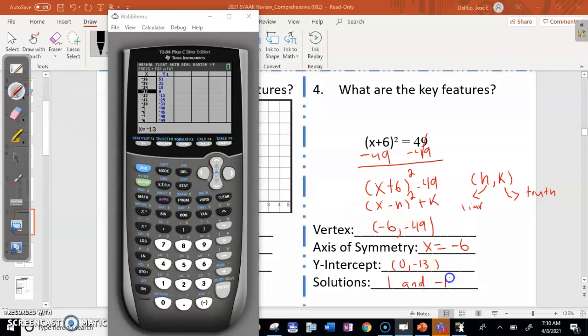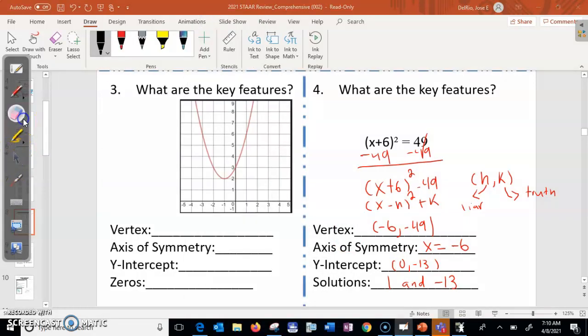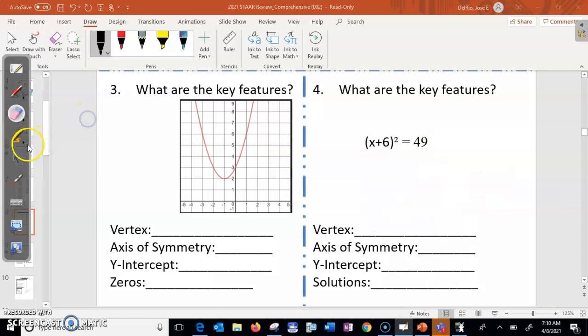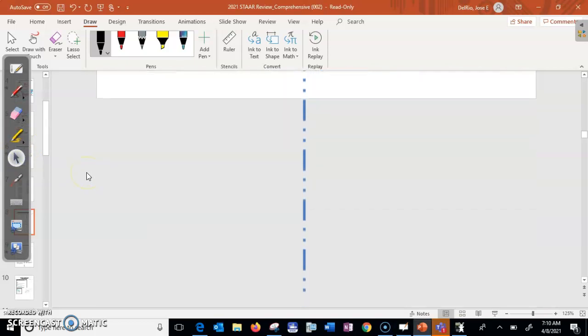So this is negative 13 and finished. All right, I believe that will complete it for quadratics. Let me go ahead and look at the rest. Let's see. That will definitely be it for quadratics.